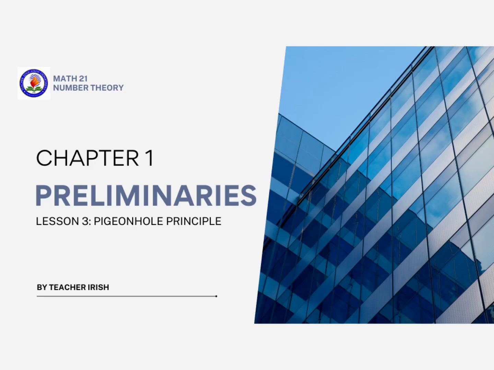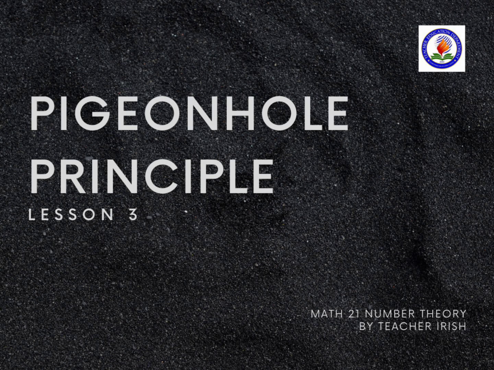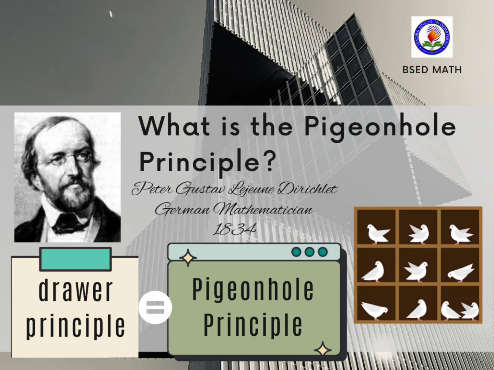Welcome to our third lesson in number theory, or for the chapter 1 preliminaries, the Pigeonhole principle. So what is the Pigeonhole principle? The Pigeonhole principle was founded by Peter Gustav Lejeune Dirichlet, and this was called the drawer principle before. Eventually, over time, it was changed into the Pigeonhole principle. Peter Gustav is actually a German mathematician around 1834.